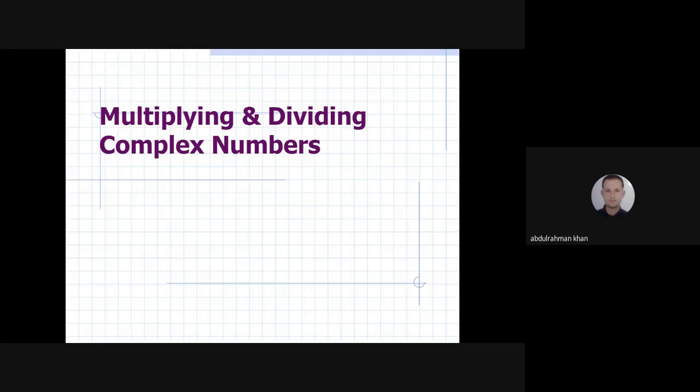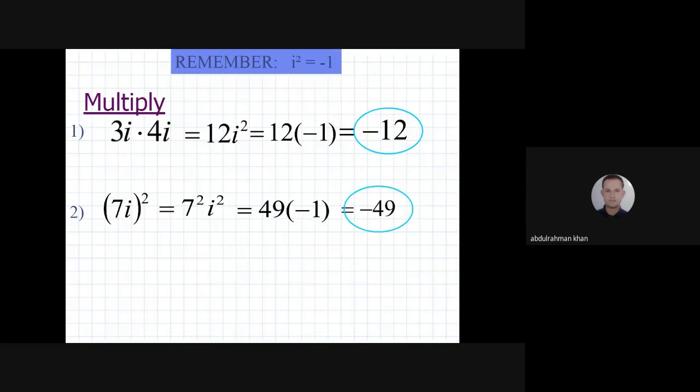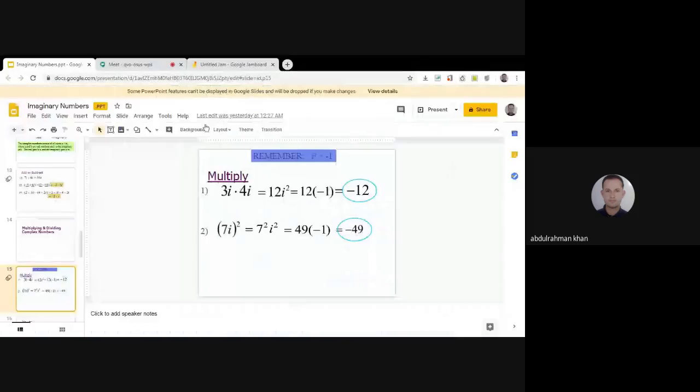Multiplying and dividing complex numbers. In this lecture we will do only multiplication of complex numbers, and in the next lecture we will do conjugate and dividing complex numbers. Multiplication is very simple. Numbers we will multiply with numbers and i we will multiply with i. For example, here is written 3i times 4i. Very simple.